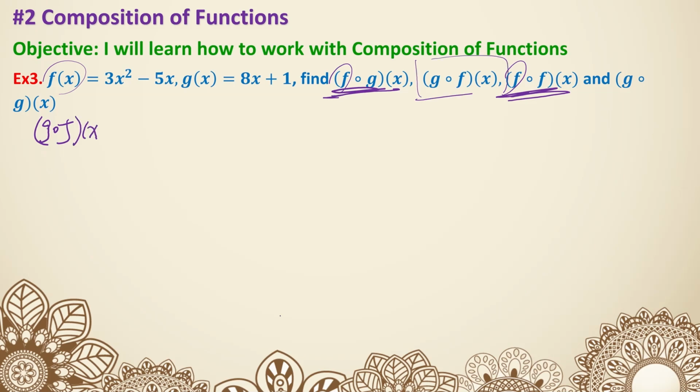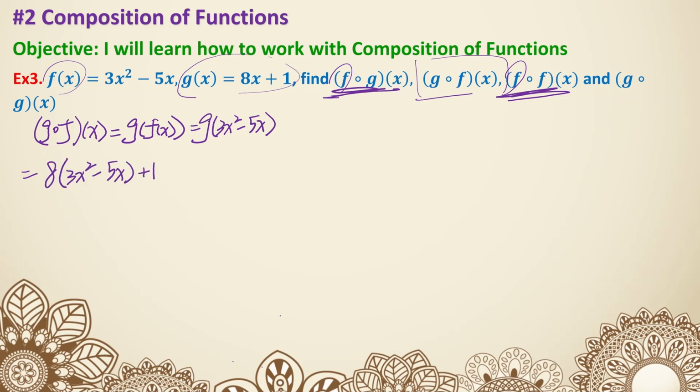So golf. I'm going to do g of f of x. So I'm going to replace my f of x, which becomes g of 3x squared minus 5x. So now I'm focusing on my g, which is 8 times x being replaced with 3x squared minus 5x, and a plus 1 on the end. It simplifies to be 24x squared minus 40x plus 1 on the end. There you go. That's golf.